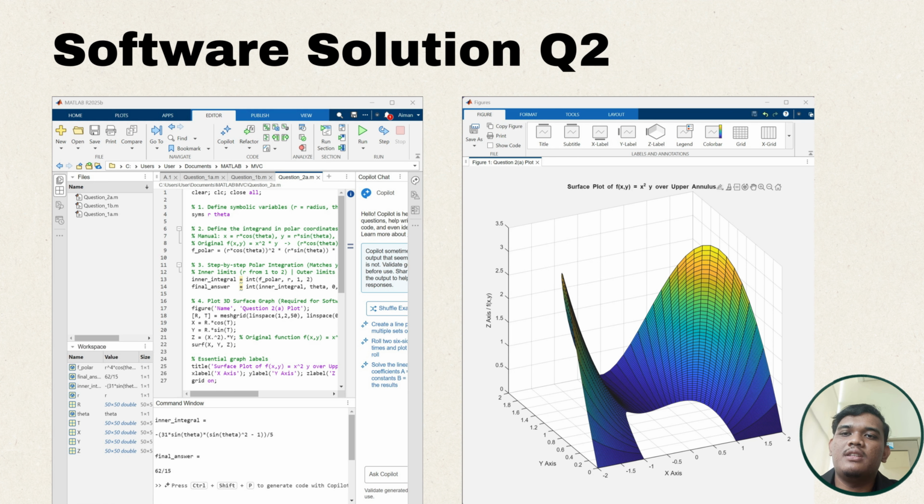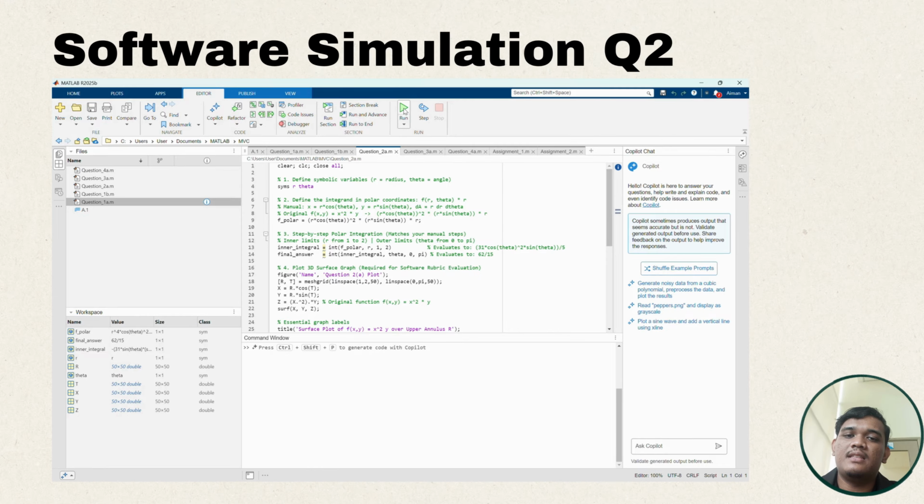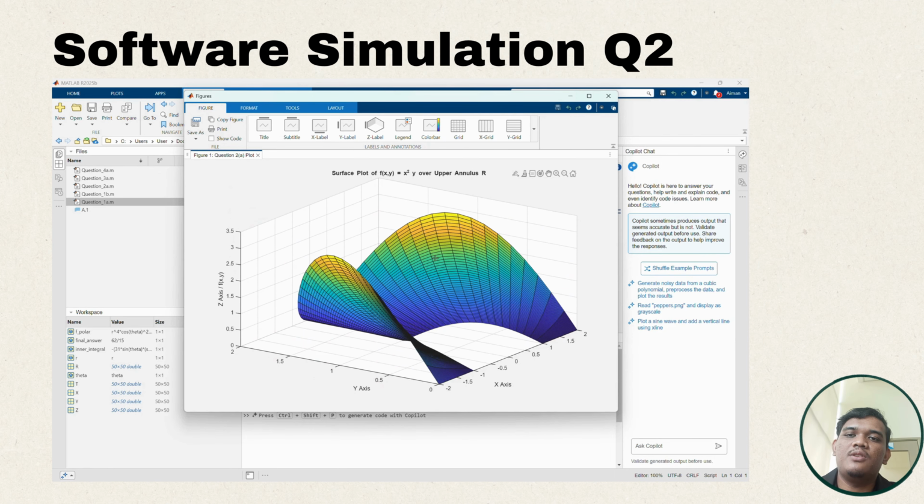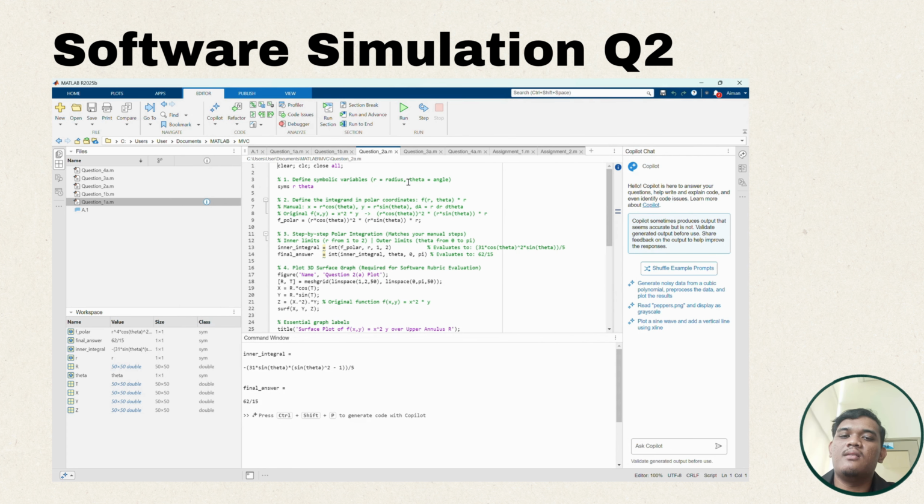The next slide is the software solution in question 2. You can see the answer in question 2. The final answer we get is 62 divided by 50, which is the same as the manual calculation. For the 3D part, you can see the software generates the 3D graph. The next slide is the software simulation, where you can see how we get the answer and the graph in Q2.